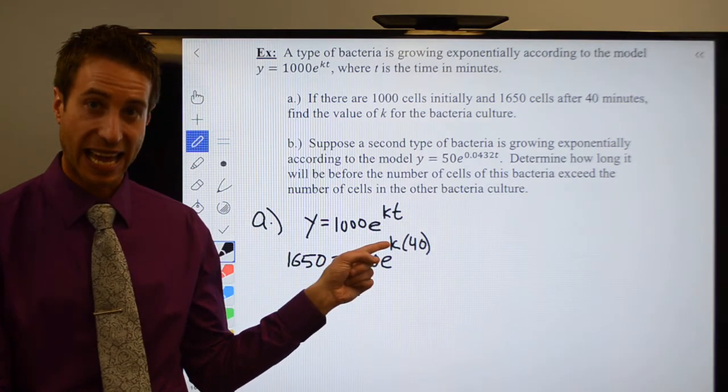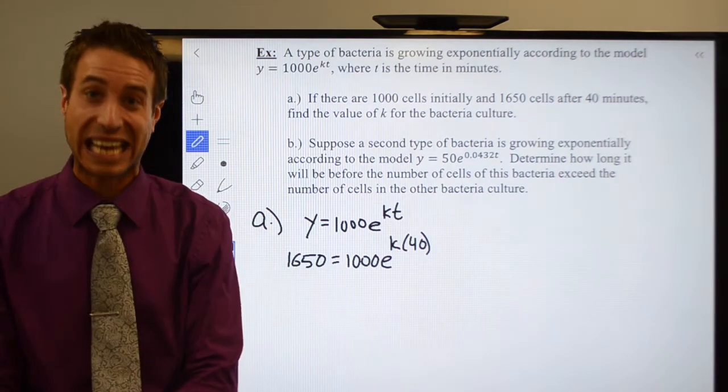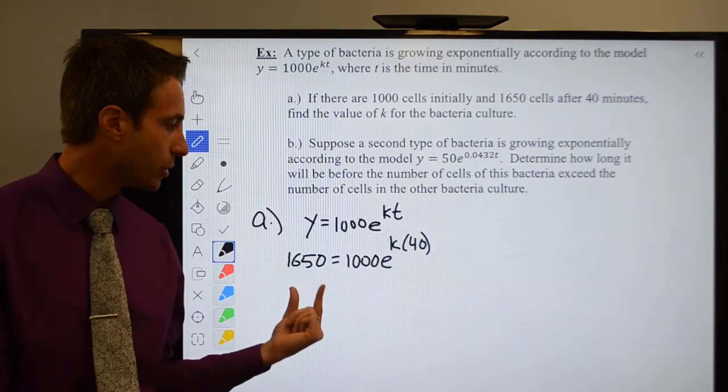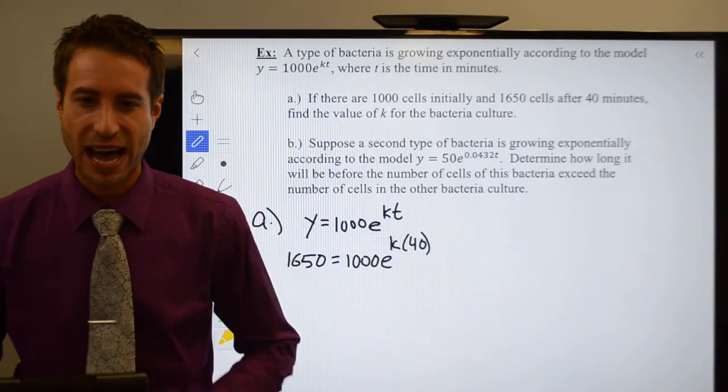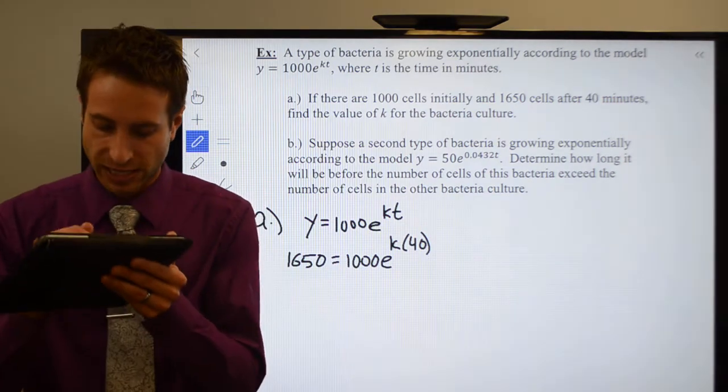Well, here we go. I've got my formula set up. I need to solve for k. K is in the exponent position, which means I'm going to need to get it out of the exponent position. But we'll do that in a second. First thing I need to do is divide by 1,000. If you divide 1,650 by 1,000, you get 1.65.